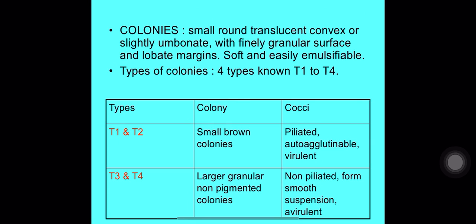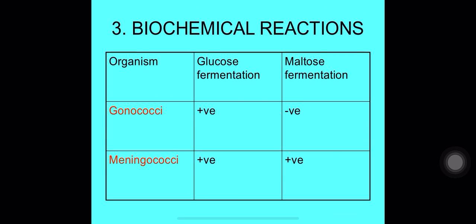Colonies of Gonococcus are small, round, translucent, convex, or slightly umbonate with finely granular surface and lobate margins, and the colonies are soft and easily emulsifiable. 4 types of colonies of Gonococcus have been observed: T1, T2, T3 and T4. The T1 and T2 varieties are piliated and virulent, and they are auto-agglutinable, while the T3 and T4 varieties are non-piliated, avirulent, and form a smooth suspension.